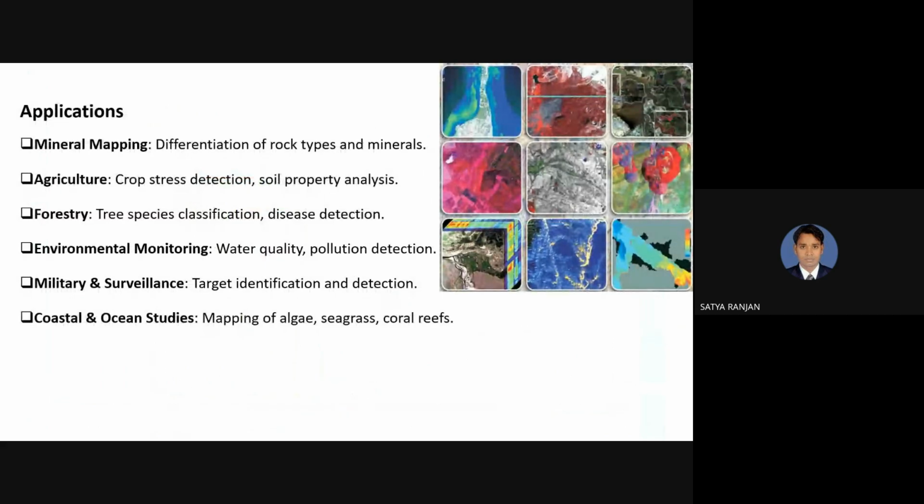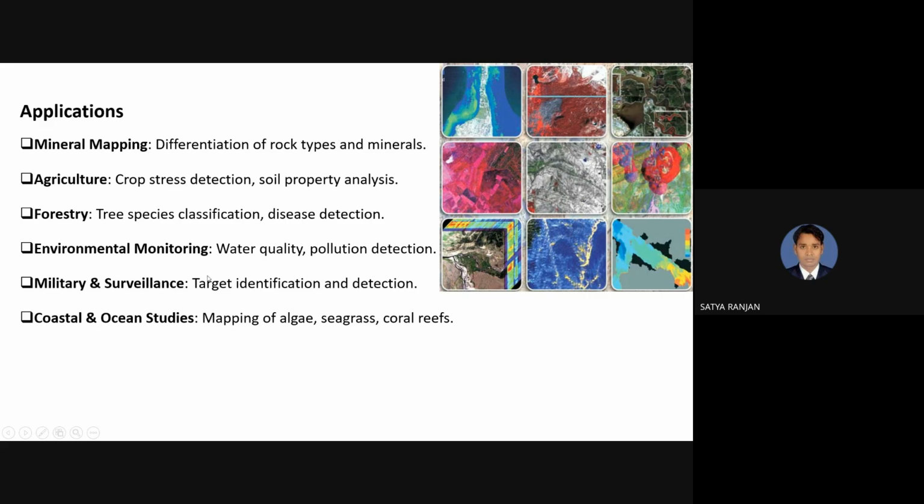So a lot of applications are there. Hyperspectral is a very costly satellite image and not available to all areas. Then the application is mineral mapping. So mostly this is used for mineral mapping and rock type, agriculture also sometimes, crop stress detection, soil property analysis, forestry, tree species classification. So different trees have different color and different pattern. So these patterns are detected by hyperspectral images very accurately.